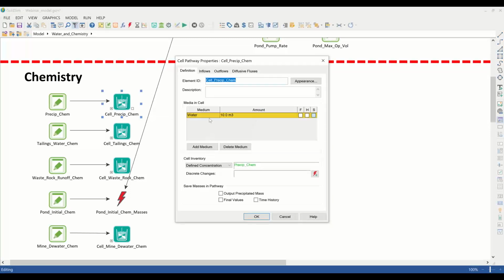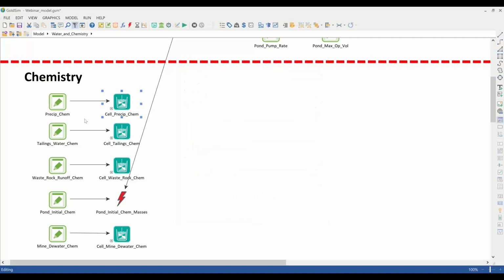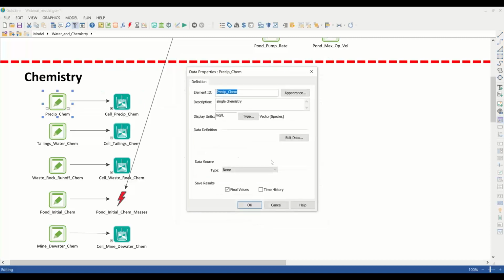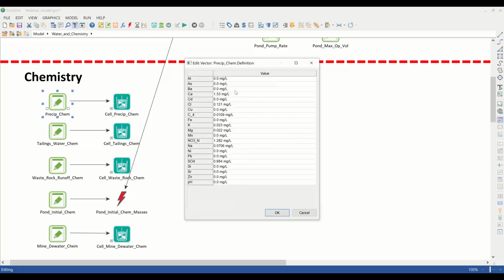In this particular case, this cell pathway, it's a chemical source which is entering the system. So you can give it basically any volume you want. So here I've just made it 10 cubic meters. But the inventory is important. In this particular case, it's a defined concentration, which refers back to our precip chemistry. It's just a vector of type species. So there's just one entry, one set of values for each entry in that vector.